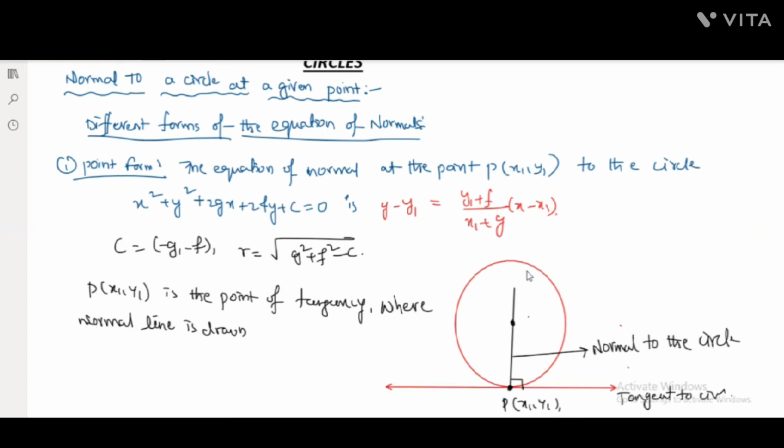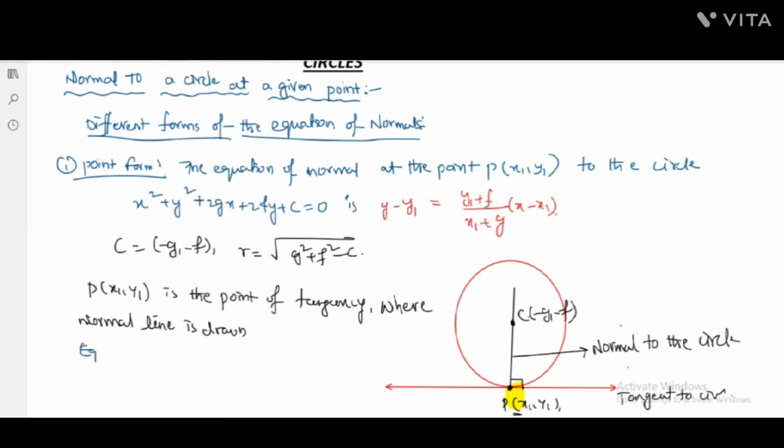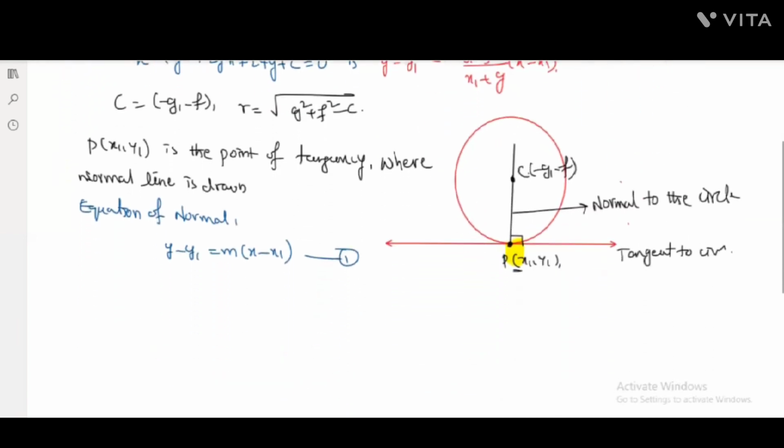Now see, we know the center (minus g, minus f), and we know the point. So this normal is passing through this point P also. That means the equation of normal, which is passing through (x1, y1), we can take as y minus y1 is equal to m into (x minus x1). So this is the equation of the normal. Let it be equation 1.